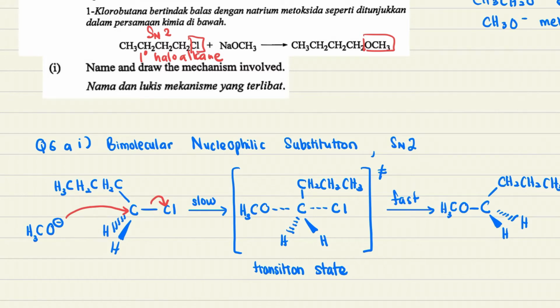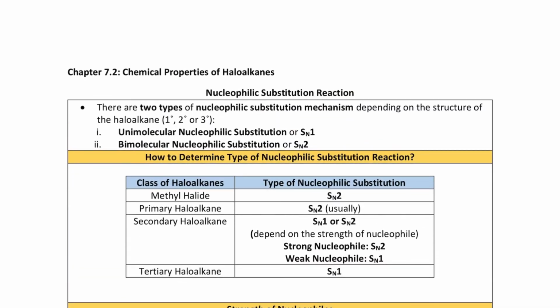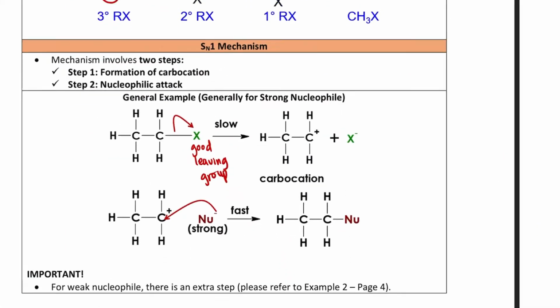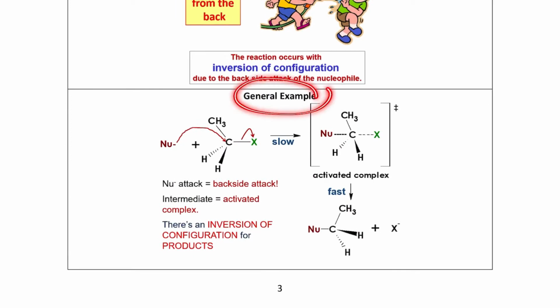Kenapa kena macam ni? Ya, memang dalam rule SN2 kena ada inversion of configuration. Kalau siapa yang nak tengok dekat mana ada tulis inversion configuration semua, please look at this one. Ini general example yang saya bagi dalam notes kamu.